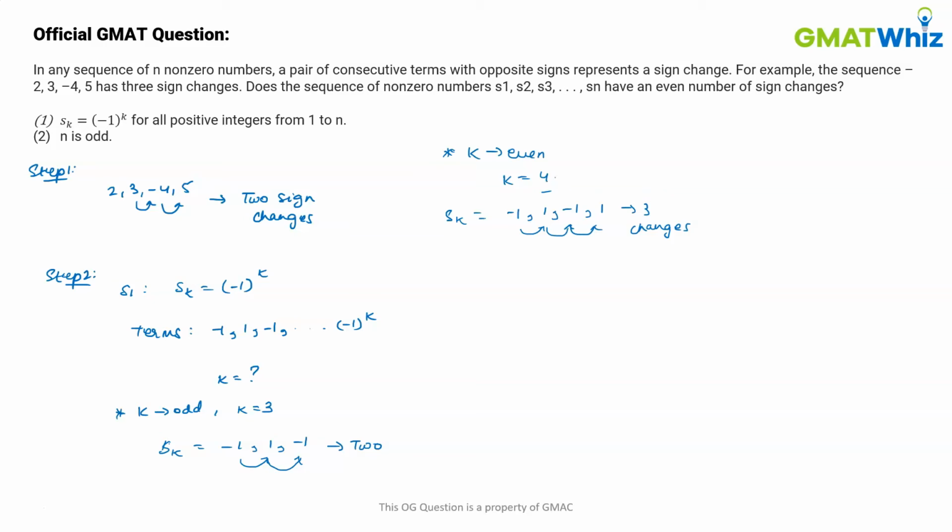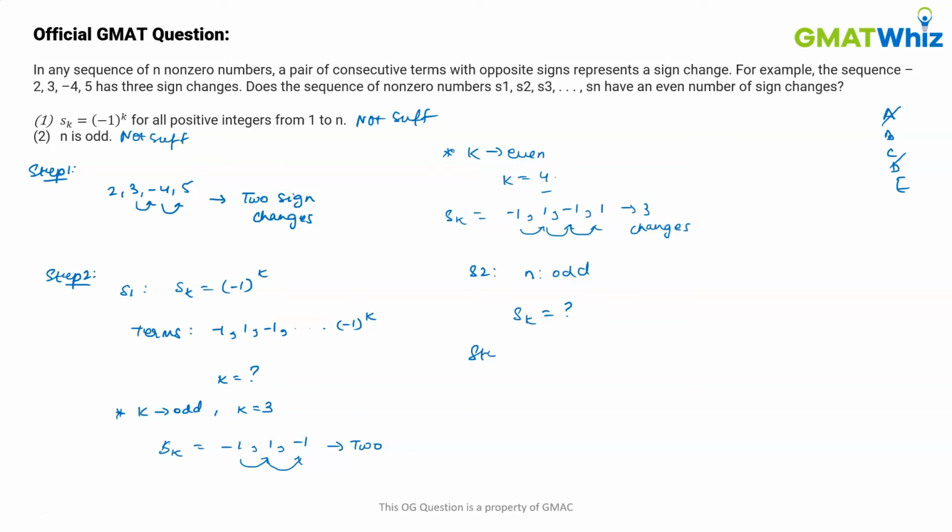But we are getting two different answers in the two cases. Hence, statement 1 is not sufficient, and out of the given options, we eliminate options A and D. We now check the sufficiency of statement 2. Statement 2 tells us that the value of n is odd, but here we have no information about the sequence or the general representation of the sequence. Hence, statement 2 is also not sufficient.